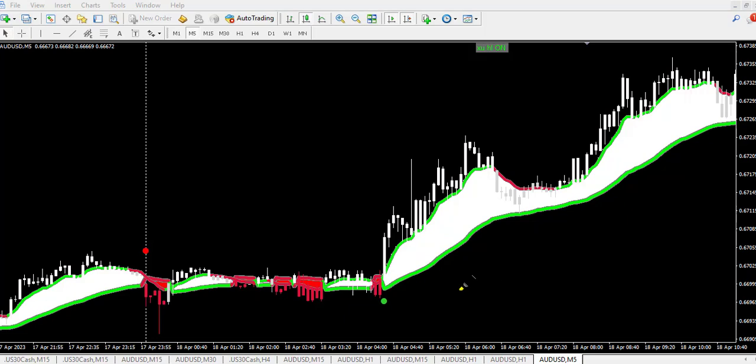Now that you know the disadvantages and the advantages of this particular indicator, let me show you how I use it. So let me show you how to use this indicator.